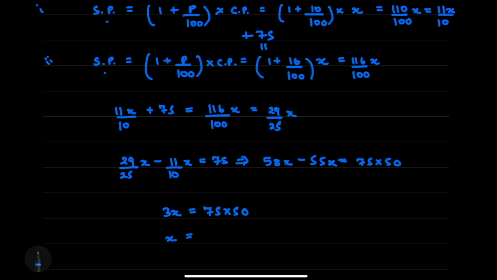Our x value is 25 into 50, which comes out to be rupees 1,250. So that's our final answer. This is the cost price of the bike.